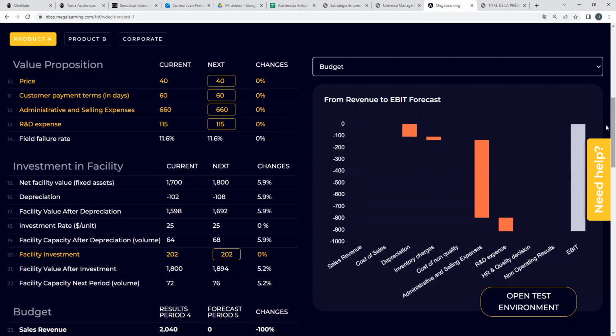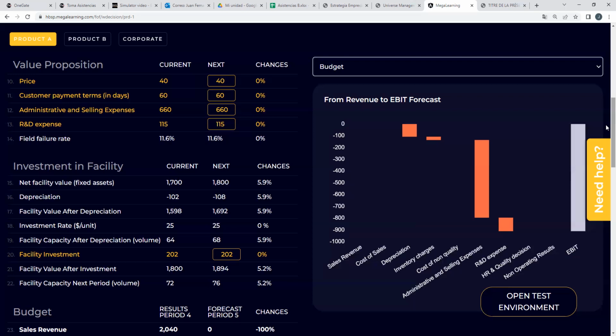So the first column is the current price. The other column, the one that has the boxes, says next. This is the round that you are going to begin to play. Then you have a third column, which is changes. This column is going to calculate automatically the change between the previous round and the one that you are preparing.